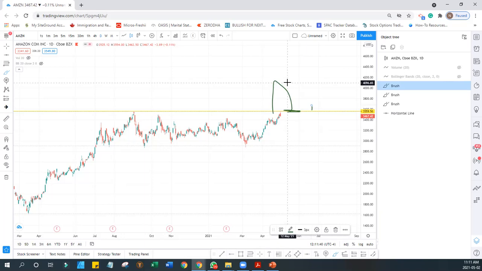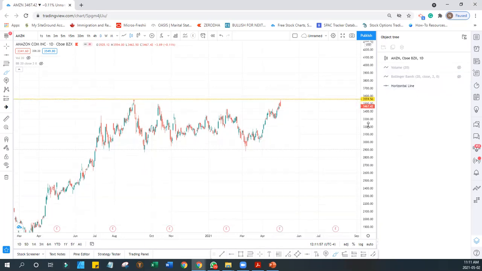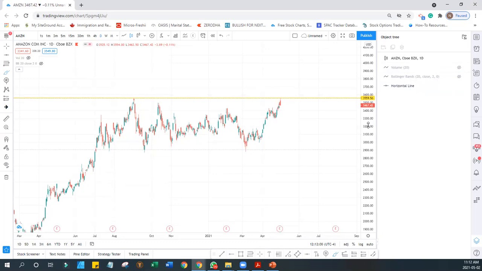Okay, does it make sense? How does the price work? This is all about price action. This is not about indicators or anything. This is all price action, how the price reacts. Okay, that was the horizontal line. A horizontal line gives you a support area.